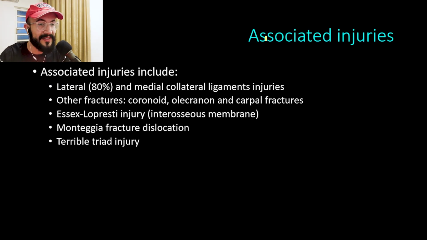Now let's talk about the associated injuries. In radial head and neck fractures, we have associated injuries like lateral or medial collateral ligament injuries, and the lateral collateral ligament is the most commonly injured, in 80% of the cases. We might also have other fractures like coronoid process fractures, olecranon fractures, and carpal fractures. We may also have the Essex-Lopresti injury, or the Monteggia fracture dislocation, or the terrible triad injury.